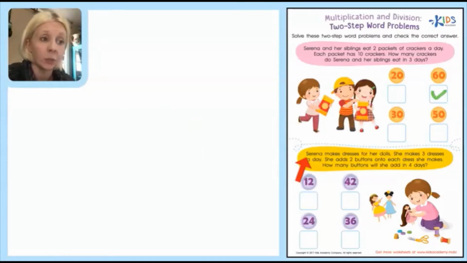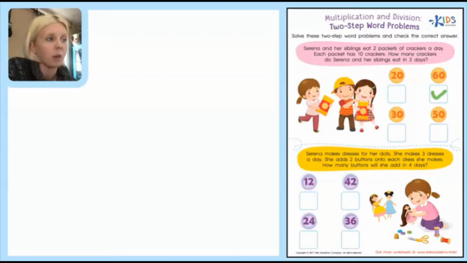This one says, Serena makes dresses for her dolls. She makes 3 dresses a day. She adds 2 buttons onto each dress she makes. How many buttons will she add in 4 days? So let's do this. Let's figure out, Serena makes dresses for her dolls. She makes 3 dresses a day.